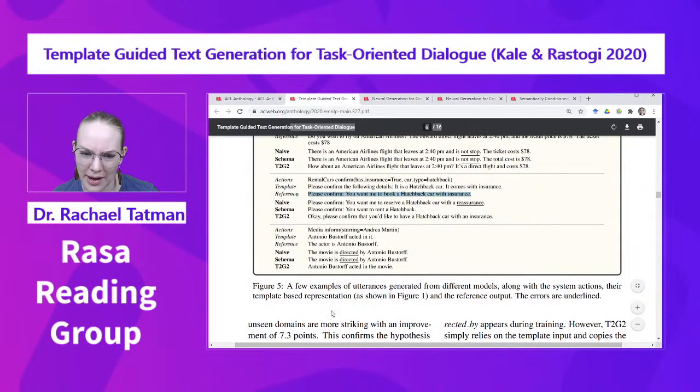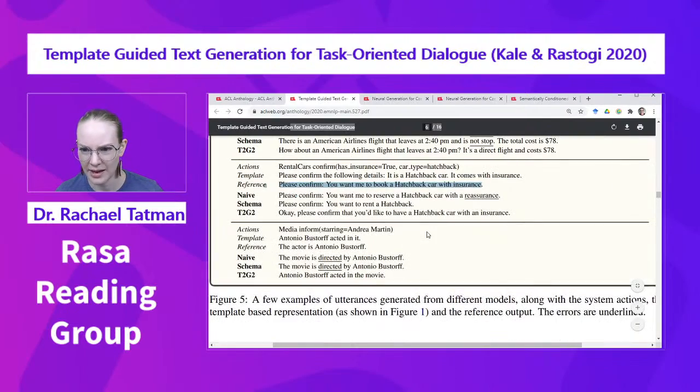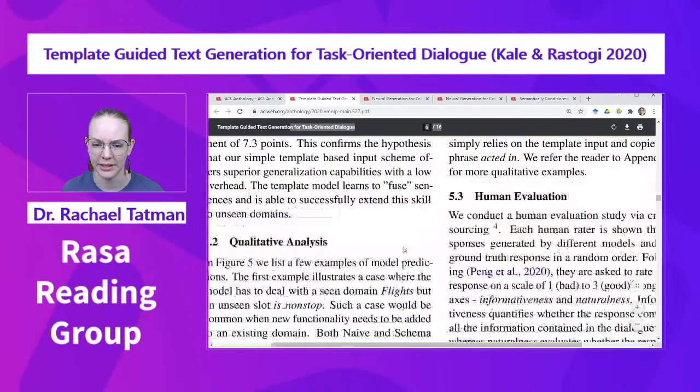Zoom out a little bit. Along with the 16 actions, their template-based representation and the reference output. Yeah, so I think this might be handwritten, this reference output. The errors are underlined. All right.